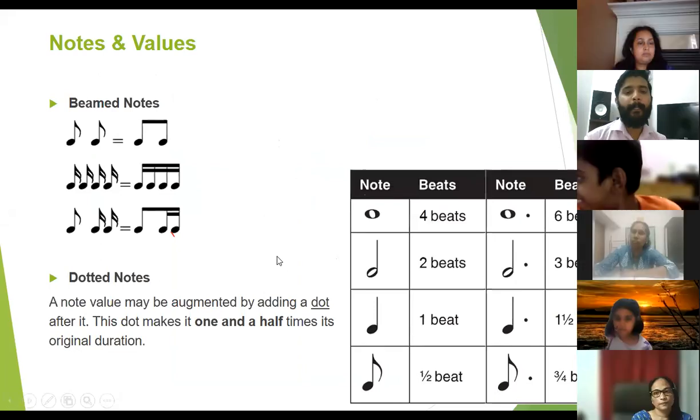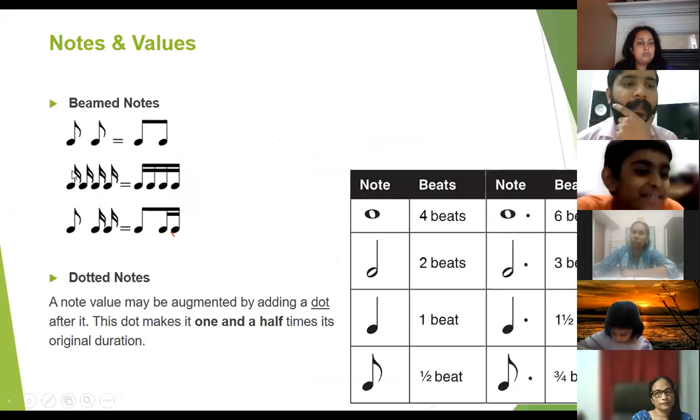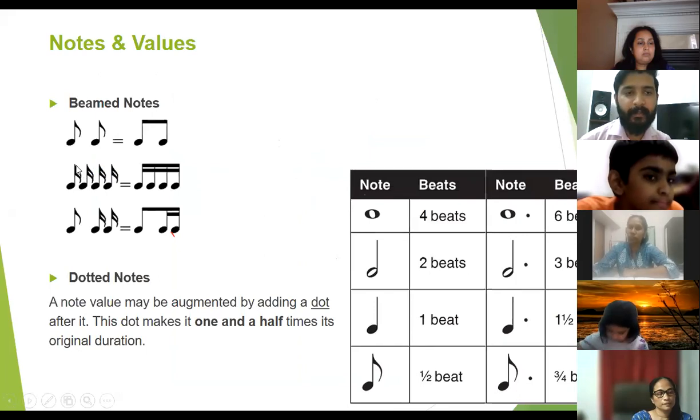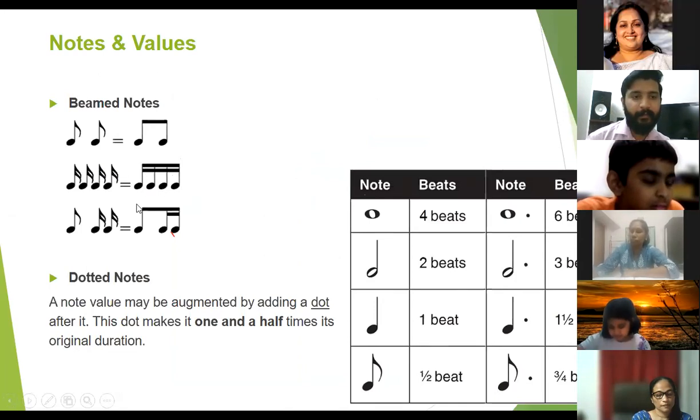Okay, all right. And the next one, if you have two flags, that means these are 1 by 4, right? These are quarter beats. So 1 by 4, 1 by 4, 1 by 4, 1 by 4. You have too many flags. It looks a mess if you draw like this, right? So what do you do? You put two beams instead of too many flags. Two beams means this is 1 by 4, 1 by 4, 1 by 4, 1 by 4. Total it makes 1. So that is how you write 1 by 4 notes.